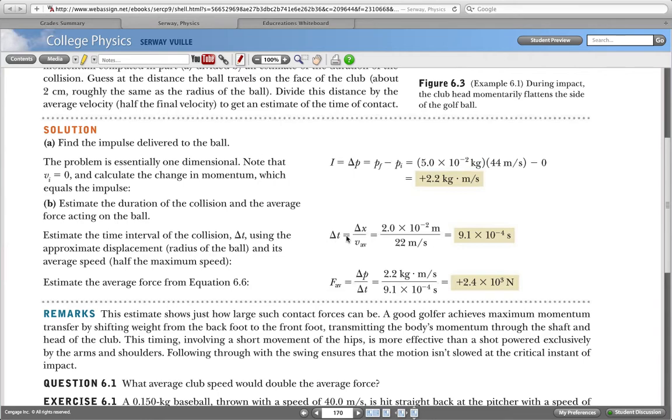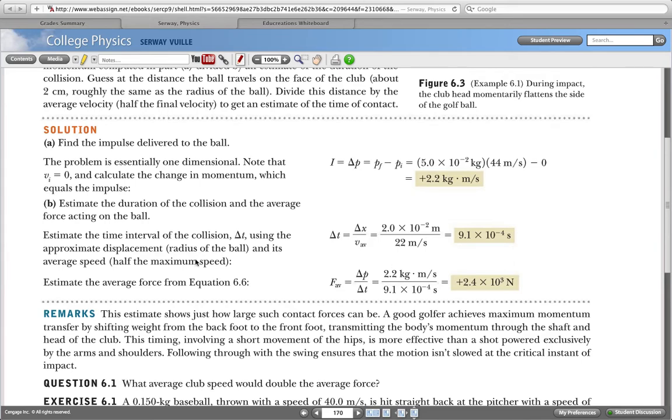And what they're saying is that the interval of the collision, or the distance of the collision, is actually going to be about half of the ball, or the radius of the ball. So it's about 2 times 10 to the minus 2 meters is that distance. And then the velocity is 22 meters per second, they're saying here. And they're saying how much time does that take? 9.1 times 10 to the minus 4 seconds.